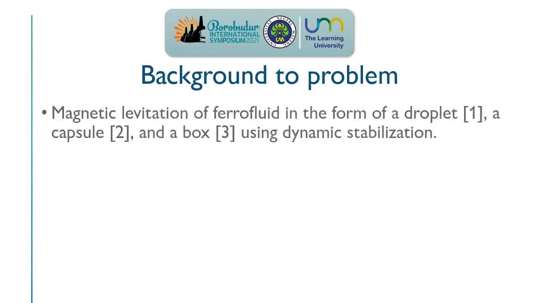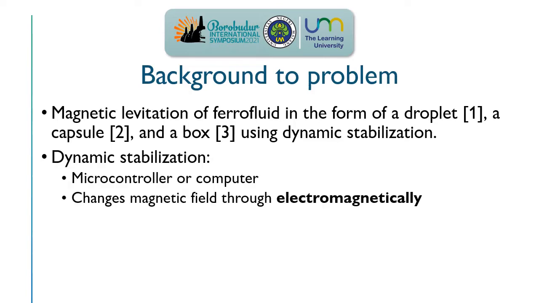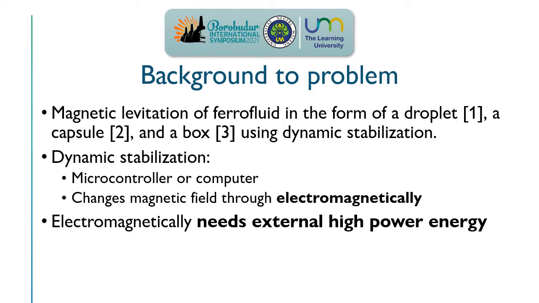Background to the problem: magnetic levitation of ferrofluid in the form of a droplet in reference 1, a capsule in reference 2, and a box in reference 3, using dynamic stabilization. Dynamic stabilization needs a microcontroller or computer to change the magnetic field electromagnetically. Electromagnets need external high-power energy.